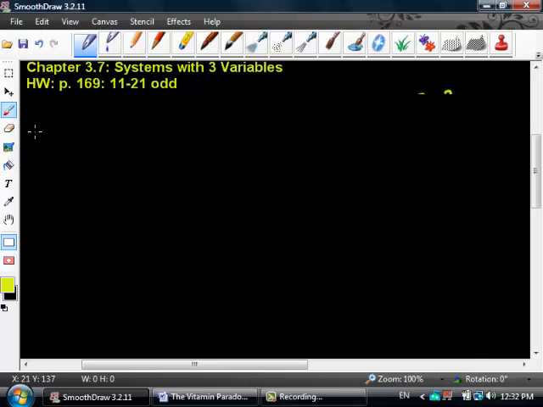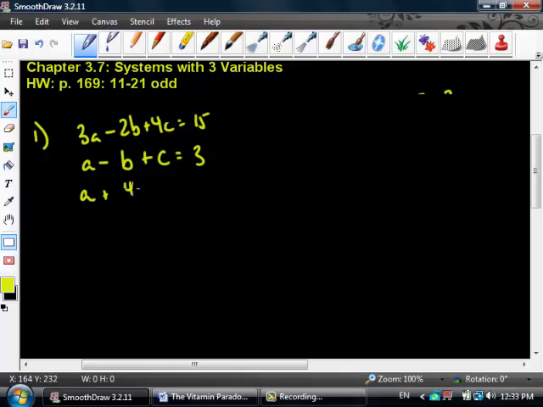Ooh, I like this one. 3a minus 2b plus 4c equals 15. A minus b plus c equals 3. And then a plus 4b minus 5c equals 0. Okay, this one's going to require a little bit more algebraic manipulation here. I'm going to call this 1, 2, and 3.